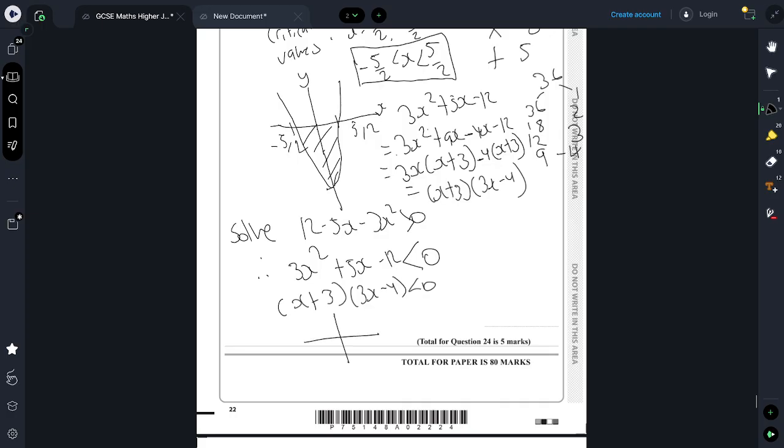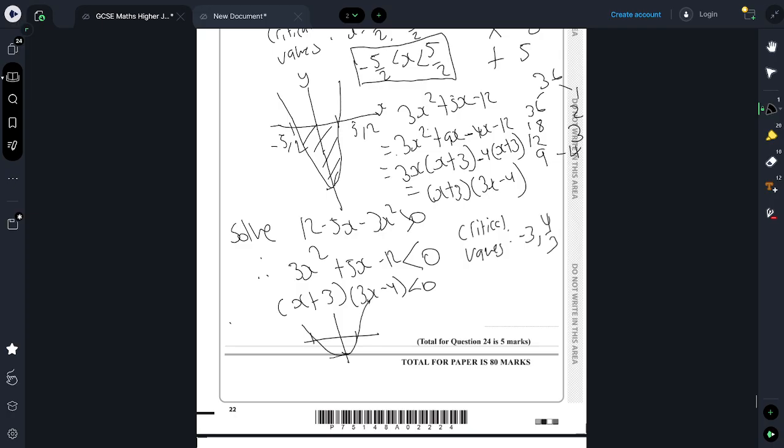Sketch the graph. It's going to intersect at minus 12 here. The critical values, CV, critical values, are going to be minus 3 and 4 over 3, right? If you solve 3x minus 4 equals 0, x is 4 divided by 3. Cool. So minus 3 is going to be all the way here, and 4 over 3 is going to be there. So the quadratic is going to look like that.